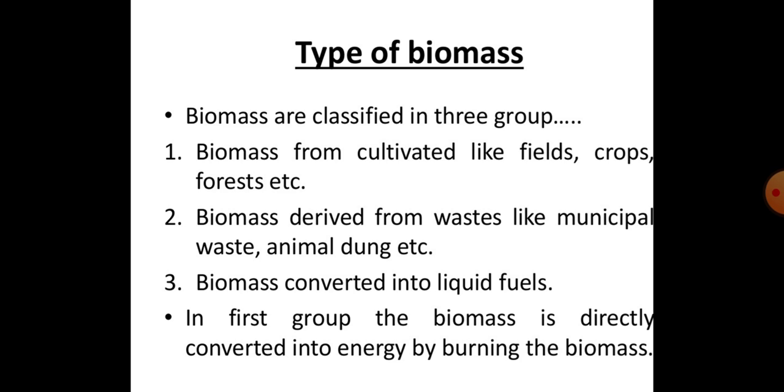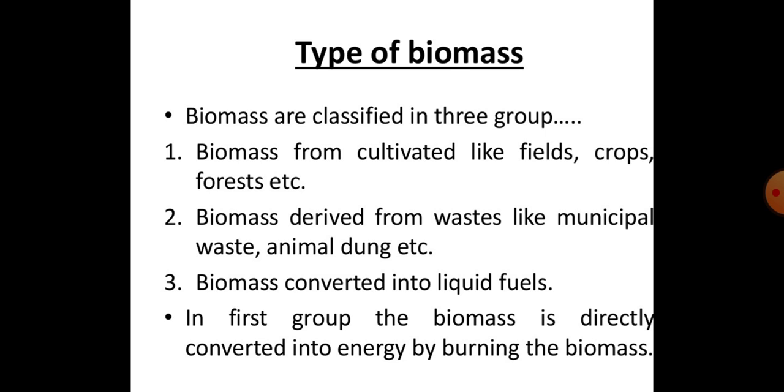And the third is biomass converted into liquid fuels. If we convert the biomass into liquid fuels, we can use them directly in an internal combustion engine or something. In the first group, the biomass is directly converted into energy by burning it. Whatever crops and forests we have, which is the first category, we can directly get the energy by burning them. This is the first type of biomass.